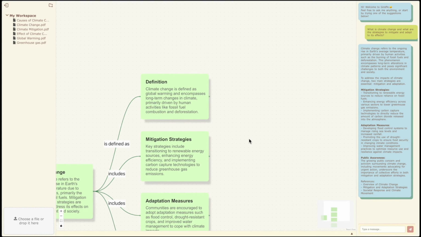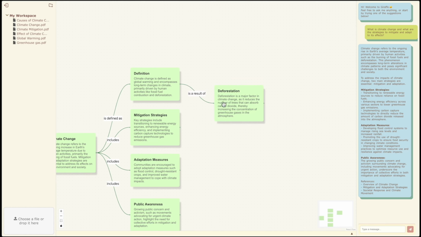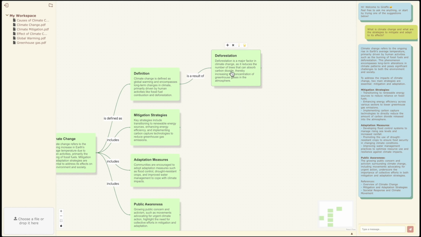As Robert explores the initial hybrid map, he notices the definition node and wants to dig deeper into related concepts. He clicks the suggestion button on the node toolbar, which reveals several options for expansion. Intrigued by deforestation, he selects it, and the system adds a new node with a relationship labeled "is a result of," helping him visualize the connections between key climate concepts.